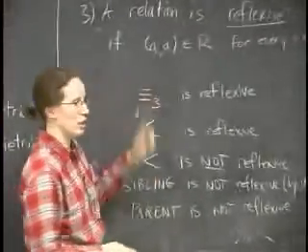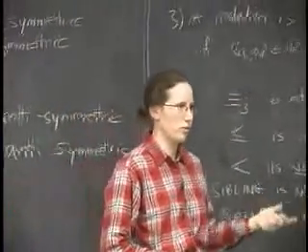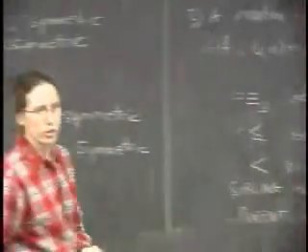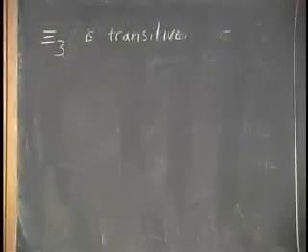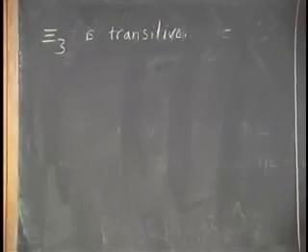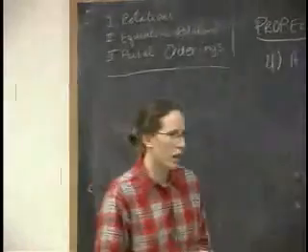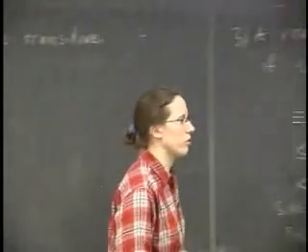What else? I guess equivalence modulo 3 is transitive, because if 1 is equivalent to 4 and 4 is equivalent to 13, then 1 is also equivalent to 13. So these are basically relations. Are there any questions about relations so far? I've only talked about relations with one set to itself.